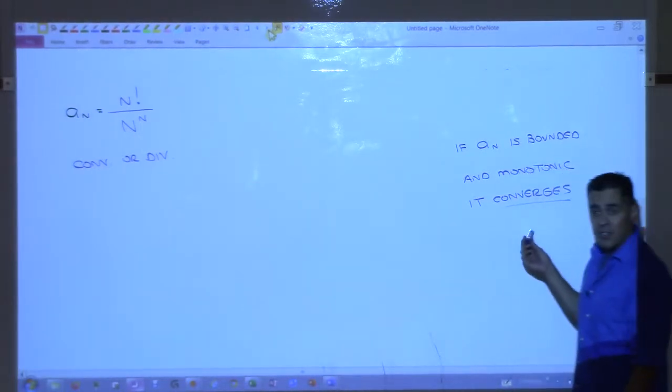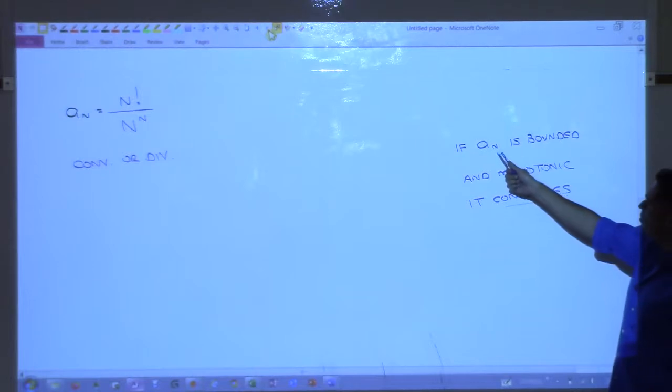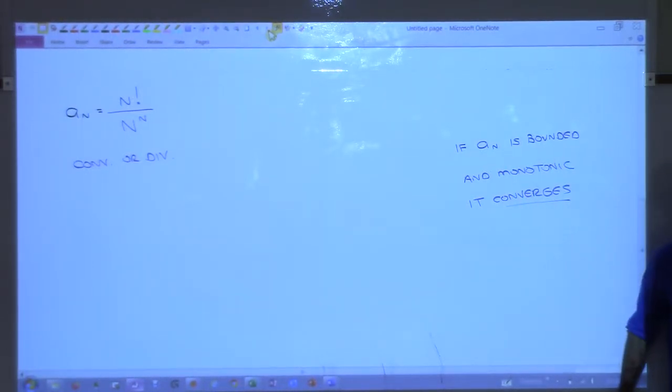So this theorem is actually there for us if we need it. It says if our sequence is bounded and monotonic, then it must converge. So now I have to go about trying to show that this is both bounded and monotonic.